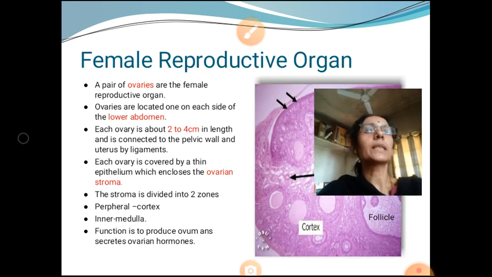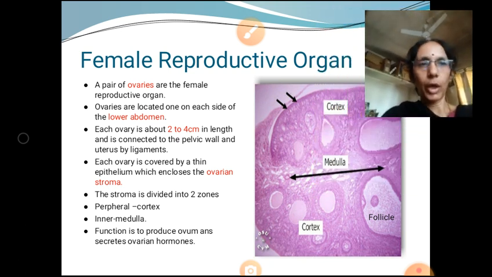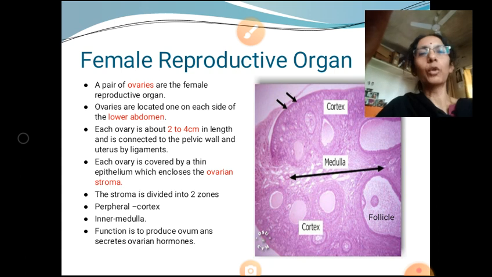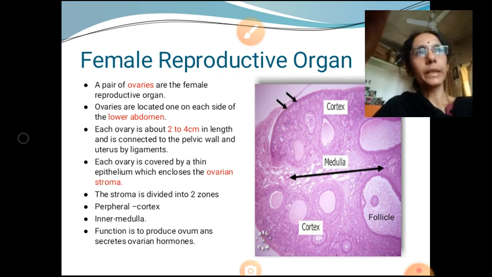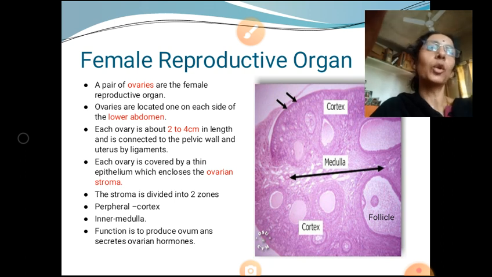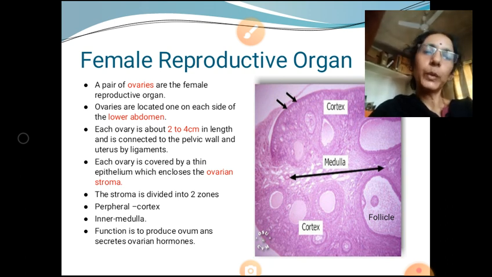So first let us study the reproductive organ. A pair of ovaries are the female reproductive organ. And where is it located? It is located one on either side of the lower abdomen. It is attached to the pelvic wall and the uterus by means of ligaments.